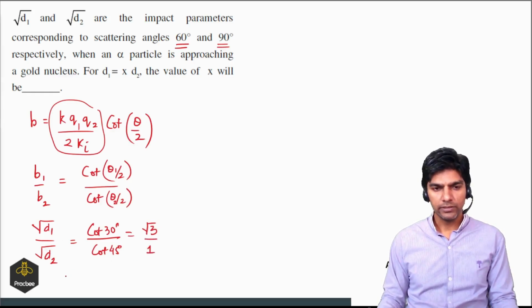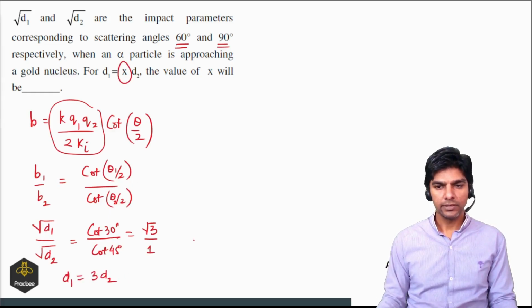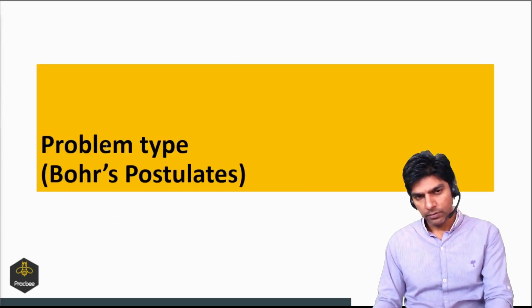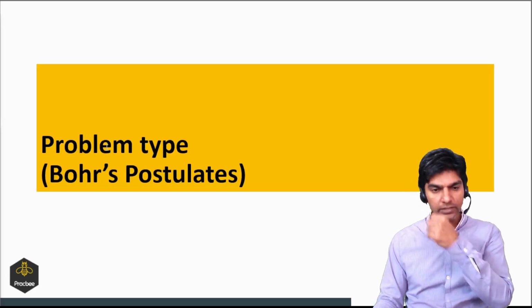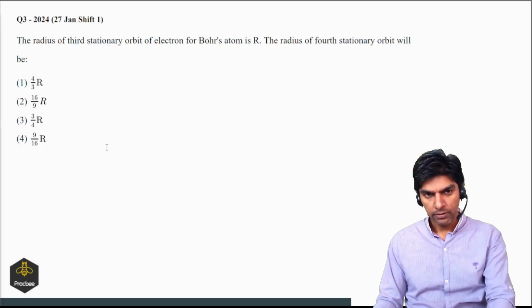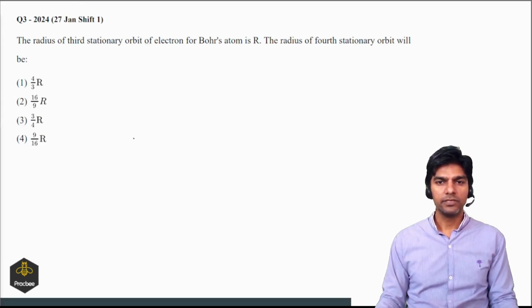Now let us square this. So d1 comes out to be 3 times d2, so x is nothing but 3, right? So now let us see the next problem type, and it is based on Bohr's postulates. Yes, so let us see the first question.